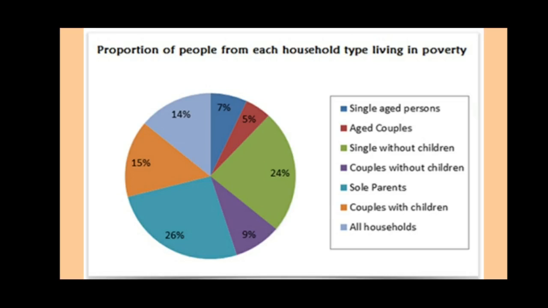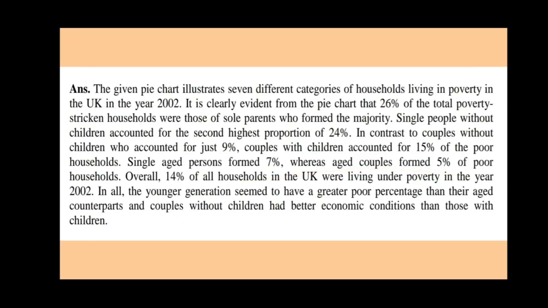This is a pie chart. This is about the proportion of people from each household type living in poverty. So all these things are given in this rectangle. This is the answer. You can read and write yourself.